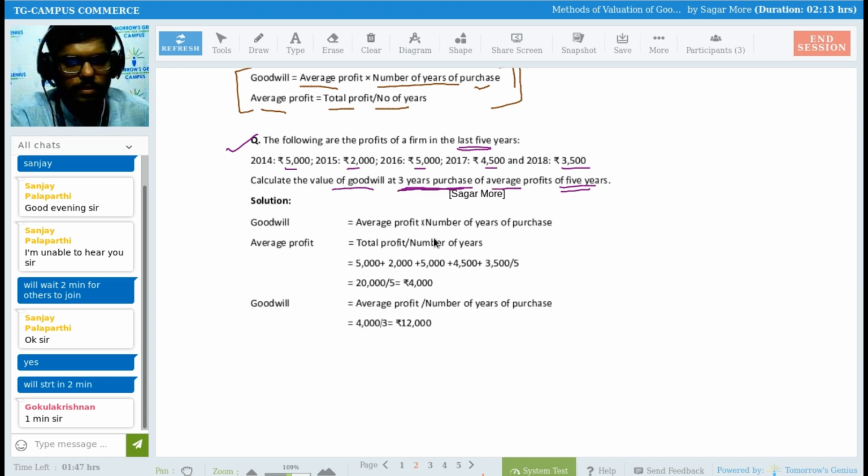3 years purchase is given, right? And I need to do average profit of last 5 years. So first of all, I need to calculate average profit. So how to calculate average profit?